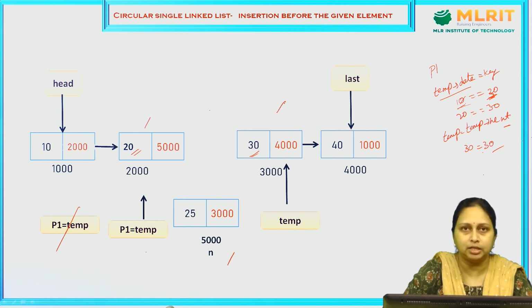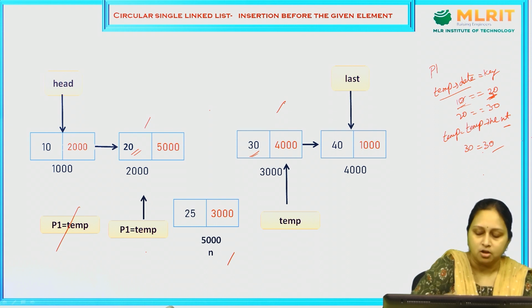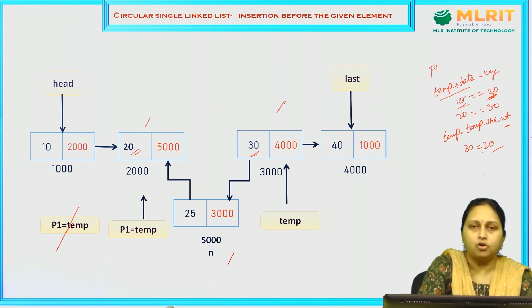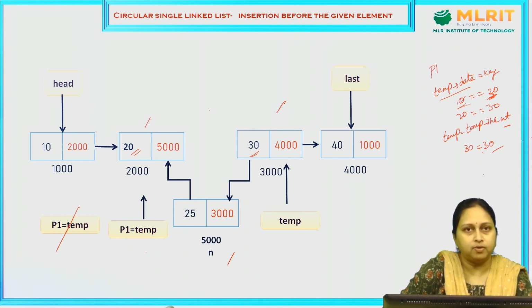These are the three nodes. Now make the connections for it. First you need to make the right connection, followed by the left connection. Now how to make the right connection? What is the statement we need to write?